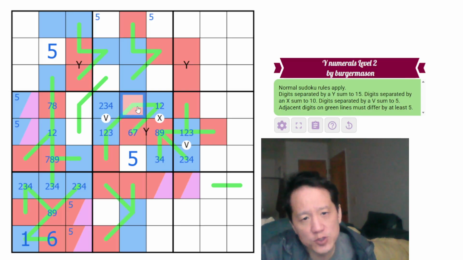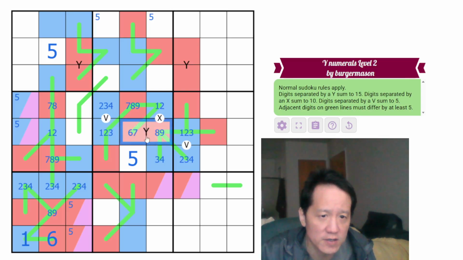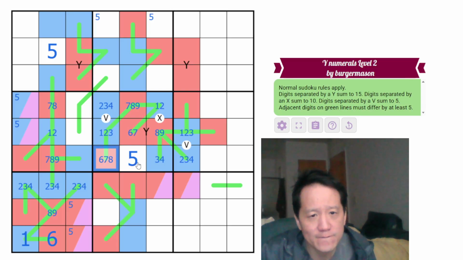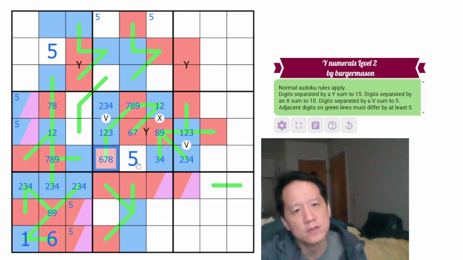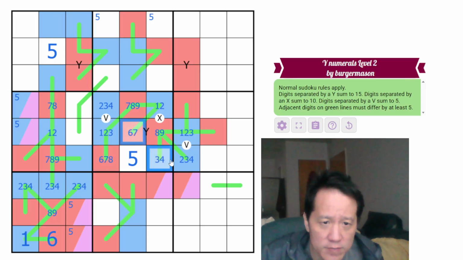This is in between 2 unique digits, so it has to be 7, 8, or 9. And these two add up to 15 because these two add up to 15. So this is 6, 7, or 8. Okay. So these two add up to 10. These two add up to 10.